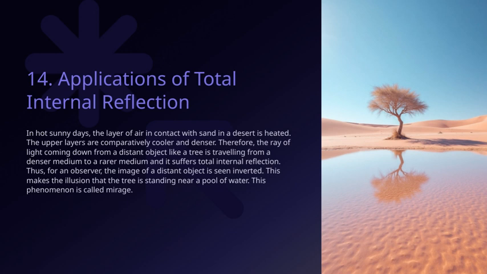It creates the illusion that the tree is standing near a pool of water, even though there's no water there at all. This optical illusion is what we call a mirage. Understanding this phenomenon is important because it highlights how variations in air temperature and density can affect the path of light, leading to fascinating visual effects in nature.